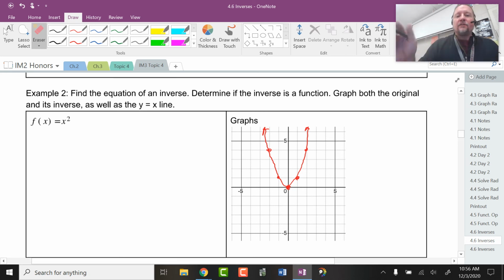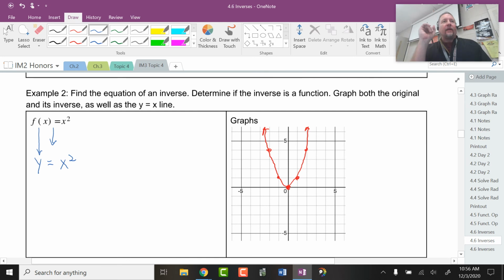Find the equation of the inverse, determine if it's a function. So this is a function, but we've got to find the inverse. Next thing, I'm going to do this as an example, so I'm not going to bother a student. First of all, f of x is the same thing as y. It's just a fancy different way of naming a function. And then we're going to switch x and y.